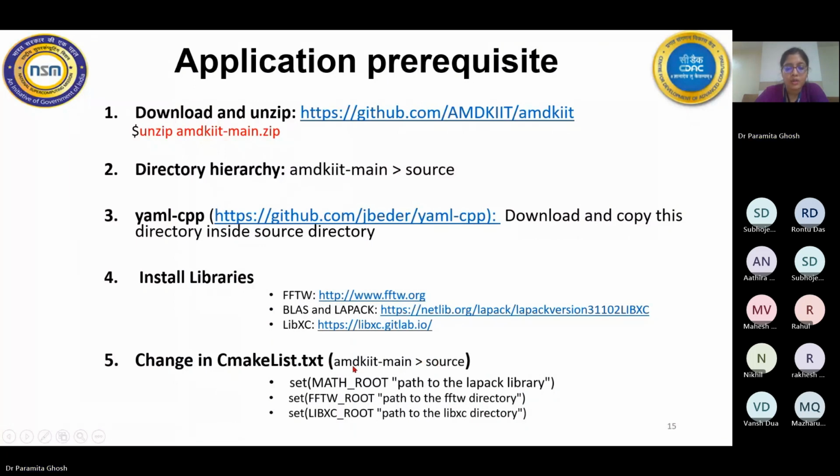So AMDKIIT-main is the main directory. Inside this, there will be a subdirectory source. Inside this source, you will get this CMakeLists.txt. So you have to open this file, and inside this file, you have to give your library path. Okay. So I am not going to cover this step here.